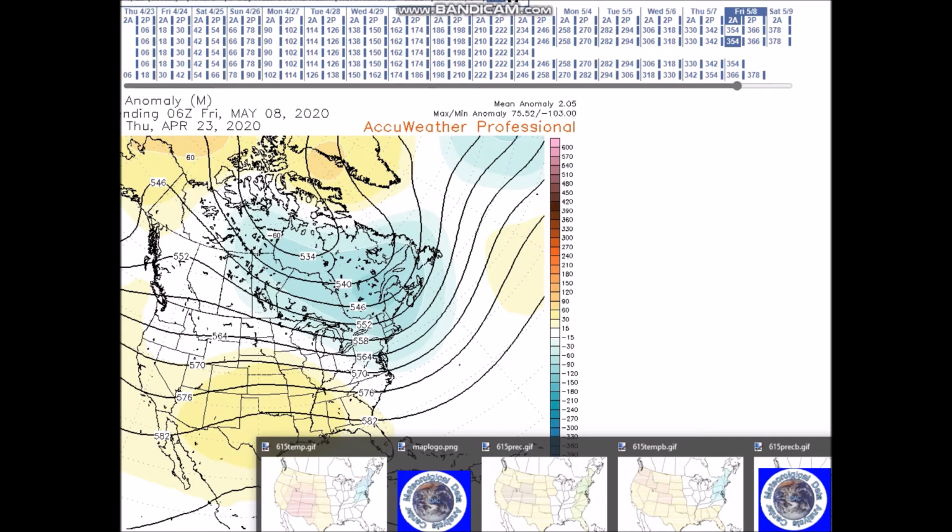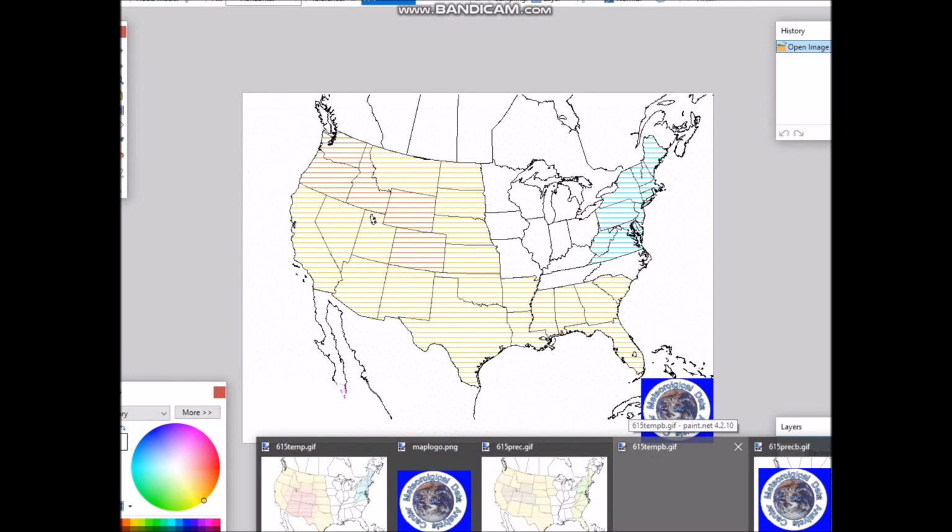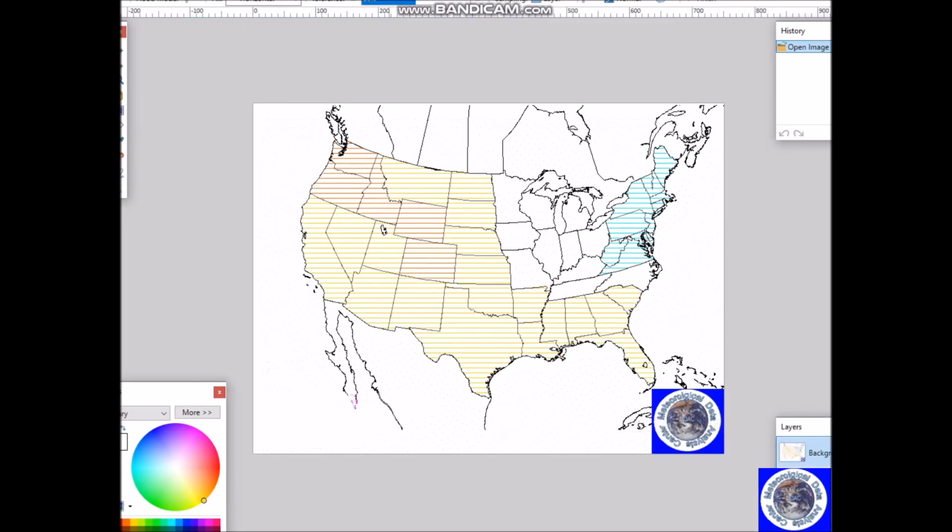So for this forecast period, I am forecasting above normal temperatures for this region, with anomalies of 4 to 8 degrees above normal. Below normal temperatures are forecast here with anomalies of 2 to 4 degrees below normal. And for precipitation, I'm calling for below normal precipitation here, and for this region the probability of occurrence is 40%. Above normal precipitation is forecast here, and the probability of occurrence is 35%.